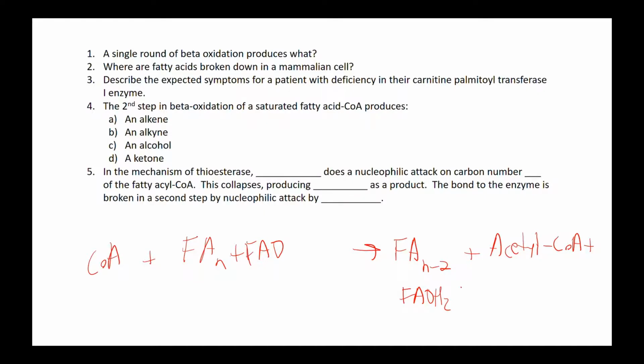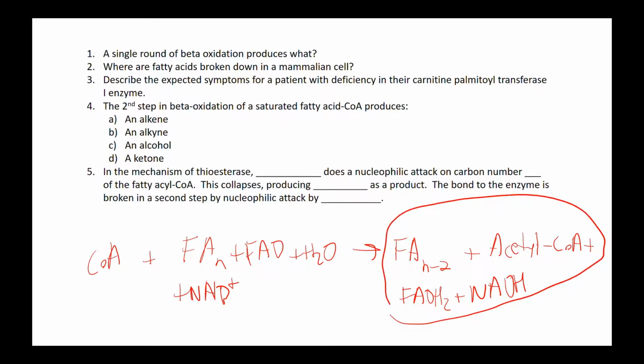The other part is, if you remember the scheme for beta oxidation, we take our fatty acid, we turn the alkane into an alkene, then we hydrate it with water. The water's on the reactant side. Then we take the alcohol that we form, and we turn it into a ketone by oxidizing it with NAD+, turning that into NADH on the product side. So a single round of beta oxidation produces all of these guys over here.